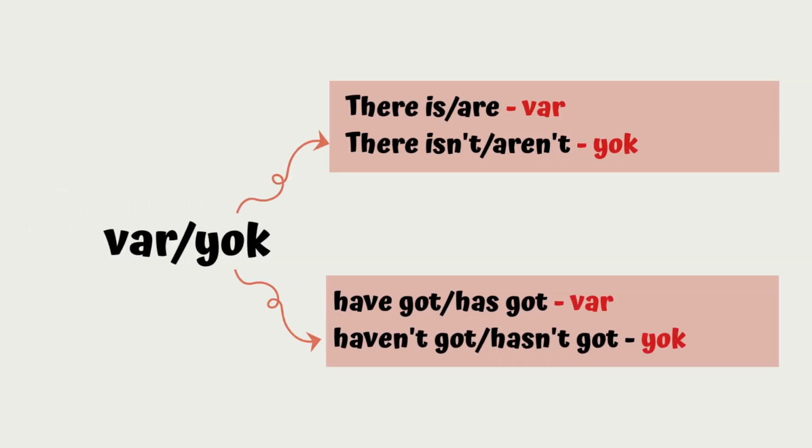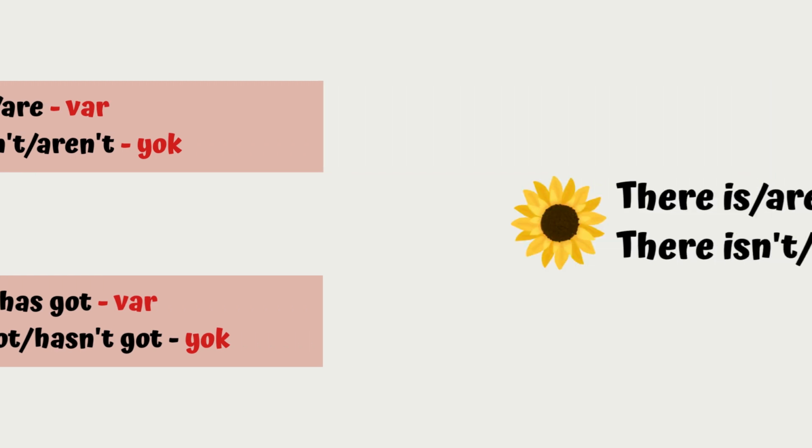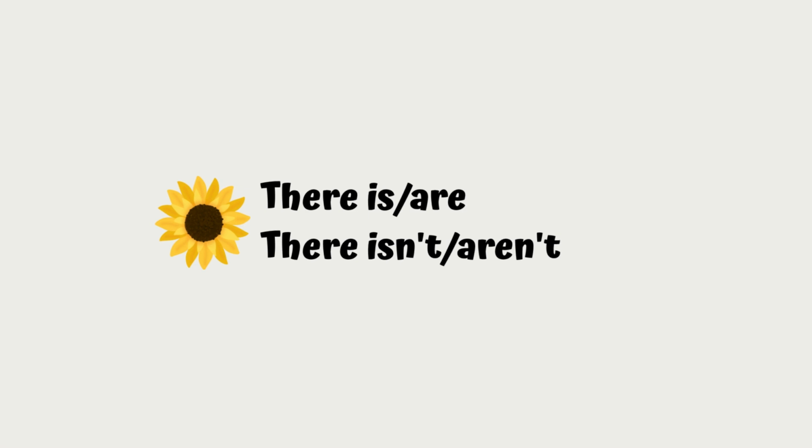I'm going to start from the meaning of var and yok. Remember, we use var for positive statements and yok for negative statements. Var and yok has two meanings. One is there is, there are, which is var, or there isn't or aren't, which is yok. And the second meaning is have got, has got, which is var, or haven't got, hasn't got, which is yok. Okay, so let's start from there is, there isn't.